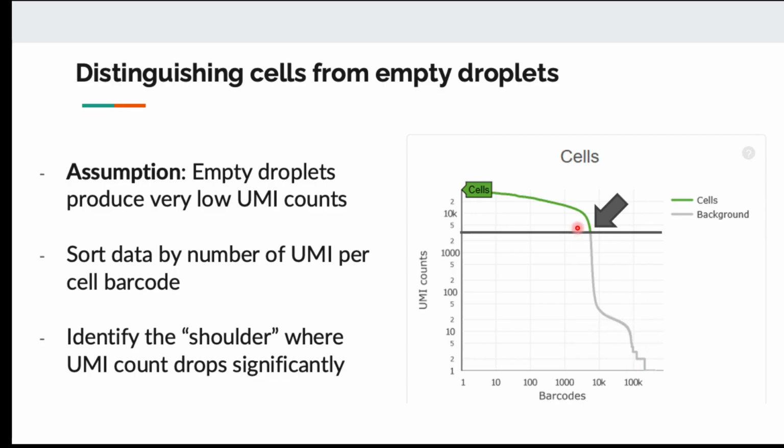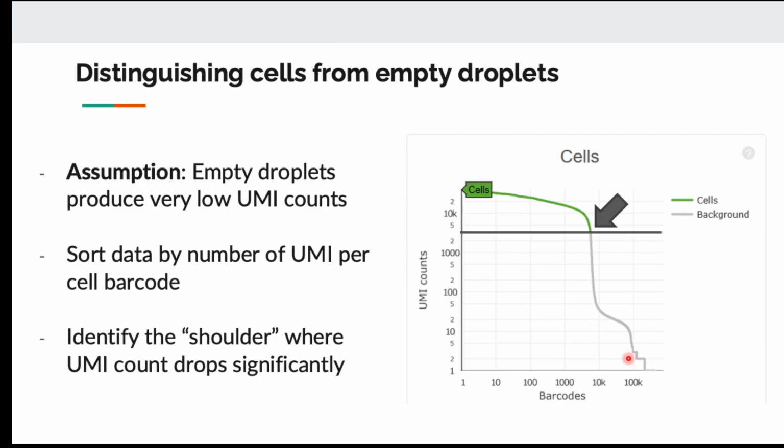So people identify this shoulder, it looks like a shoulder. This shoulder where you have a sharp drop in molecular count from more than 10,000 all the way down to 50. This sharp drop gives us the signal that maybe these are cells and these are not, because you have a sharp difference in the number of RNA molecules.